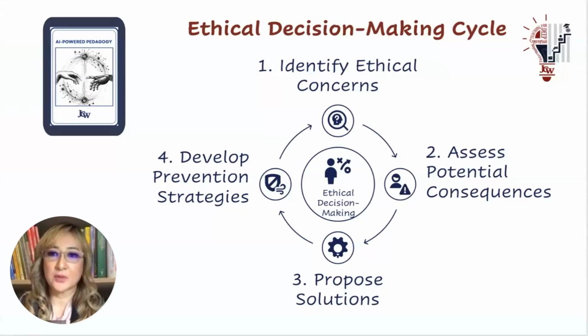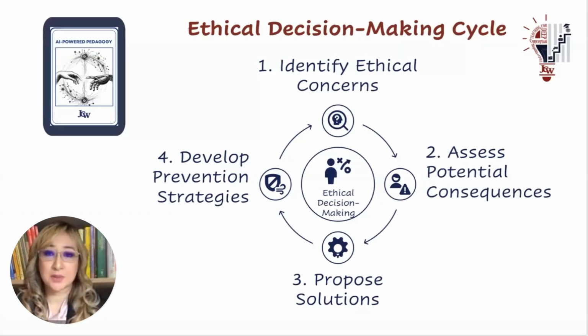So I call this the ethical decision-making cycle. So first of all, we need to identify the ethical concern that is actually in that scenario. Then let's assess the potential consequences and the harm that that scenario could actually encourage. Then number 3, why don't we propose some solutions to that ethical concern? And then what's really important in the discussion with your peers is, why don't we develop some prevention strategies so that we don't have to face those particular scenarios and challenges.